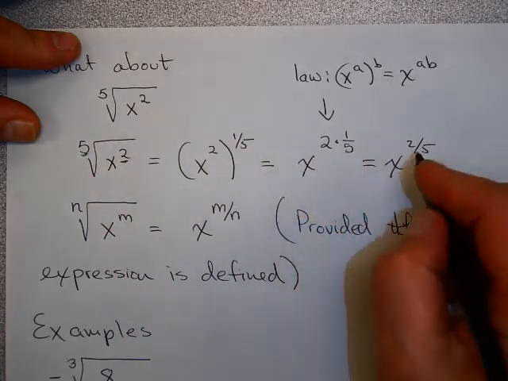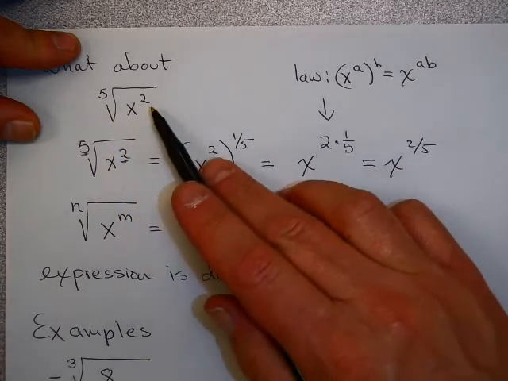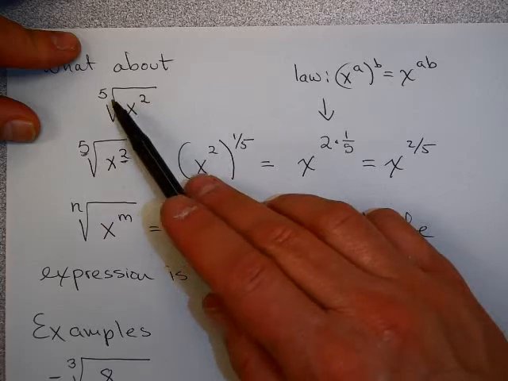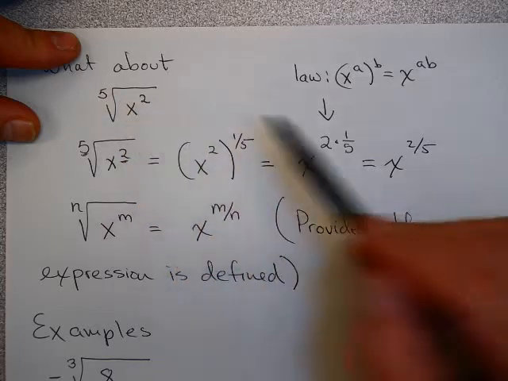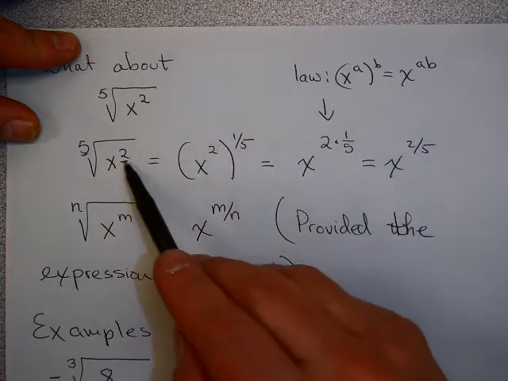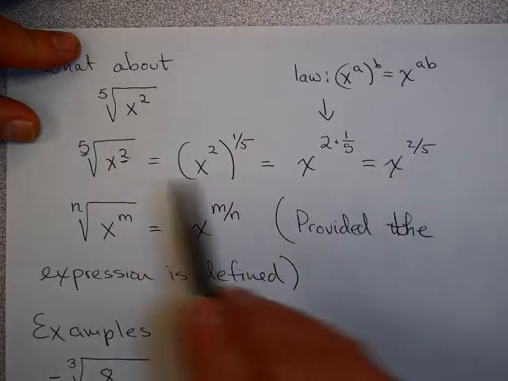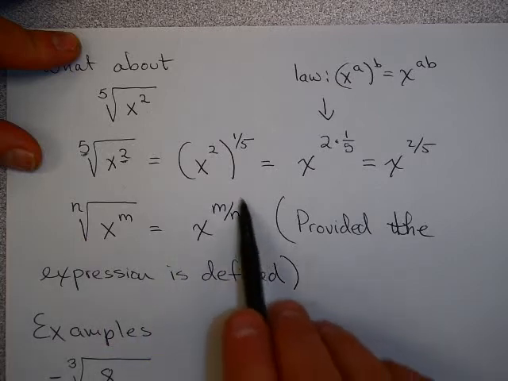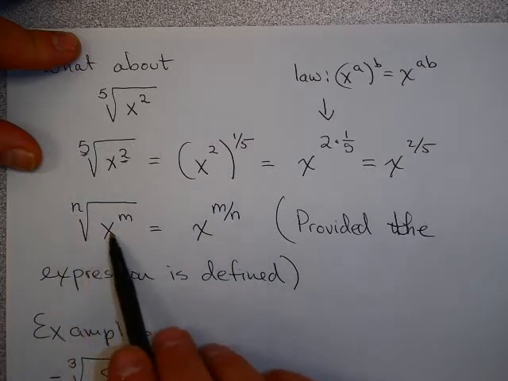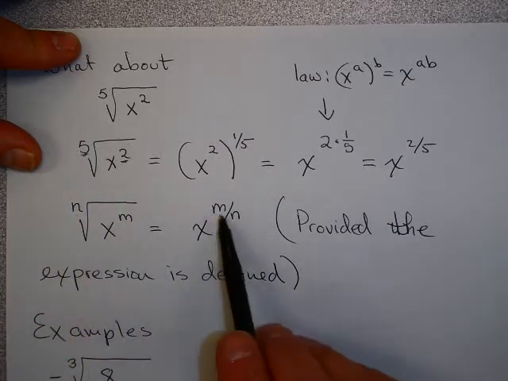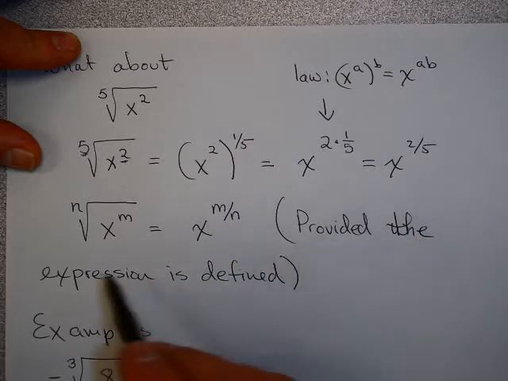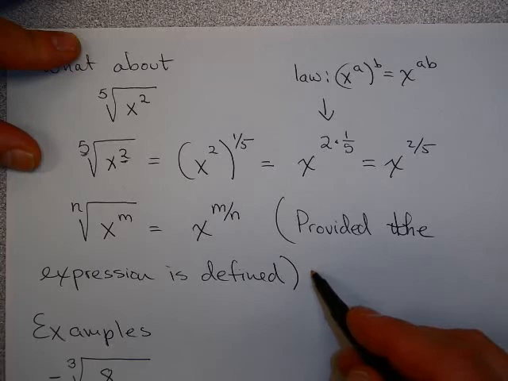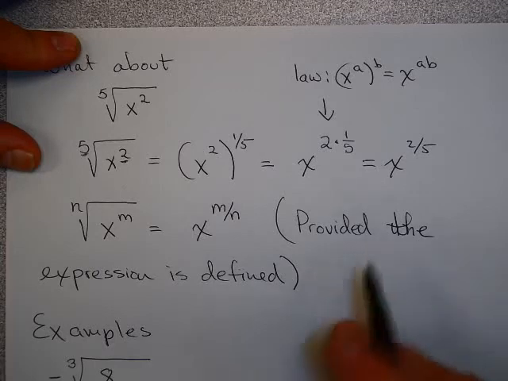Now, there wasn't anything so special about this particular example. I could have done the 7th root of x to the 3rd, or the 15th root of x to the 11th, and I would end up with the exponent inside being in the numerator, the exponent outside being in the denominator. So we can generalize this way. The nth root of x to the m is x to the m over n, again, provided the expression is defined. As we saw in the previous example, sometimes the expression isn't defined.